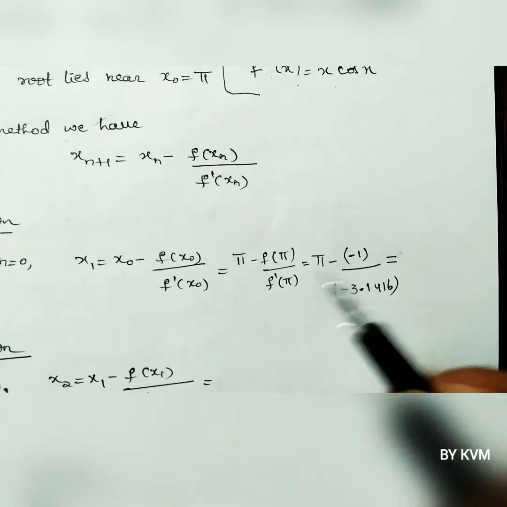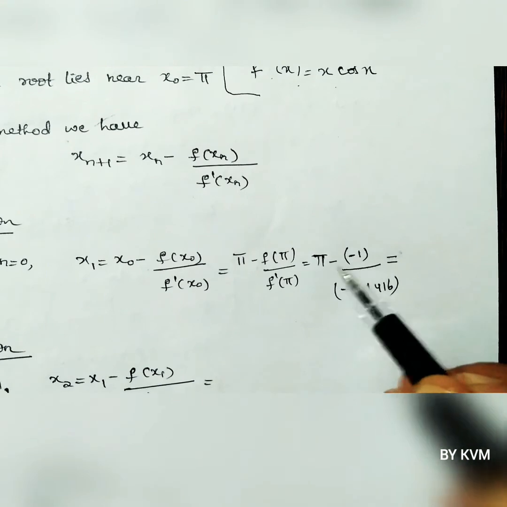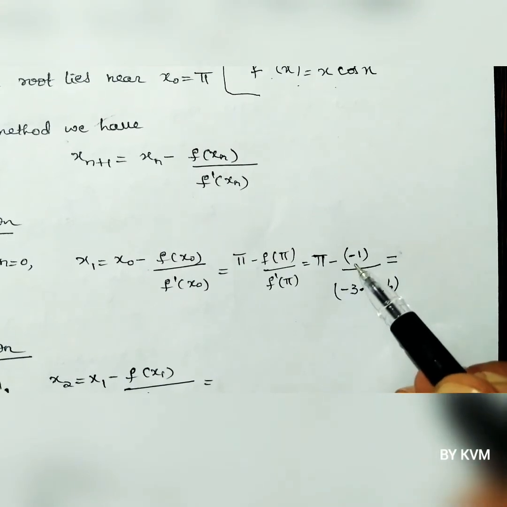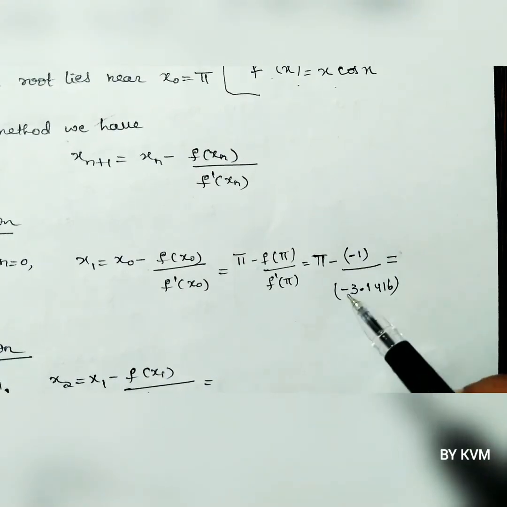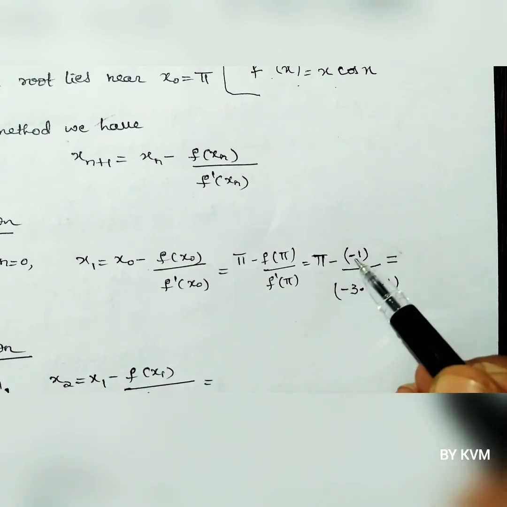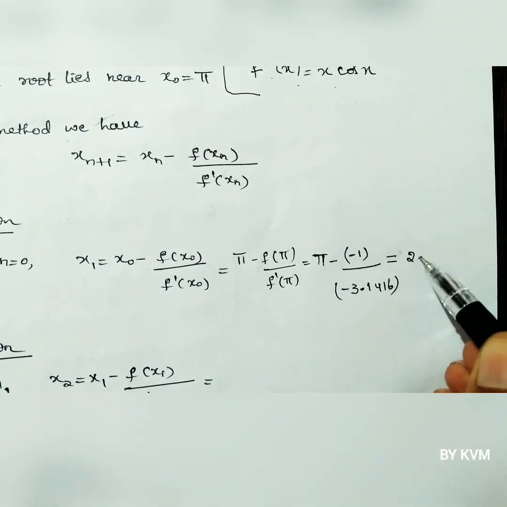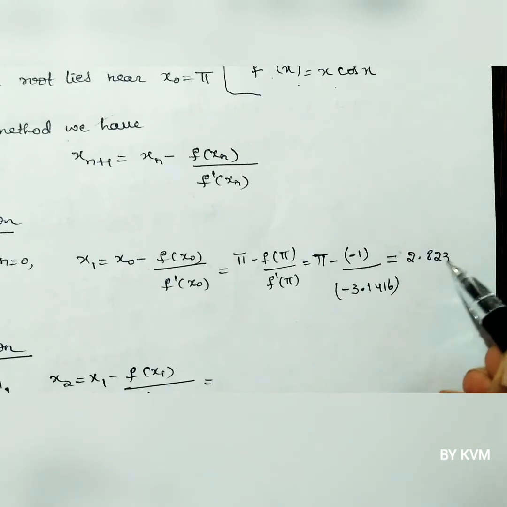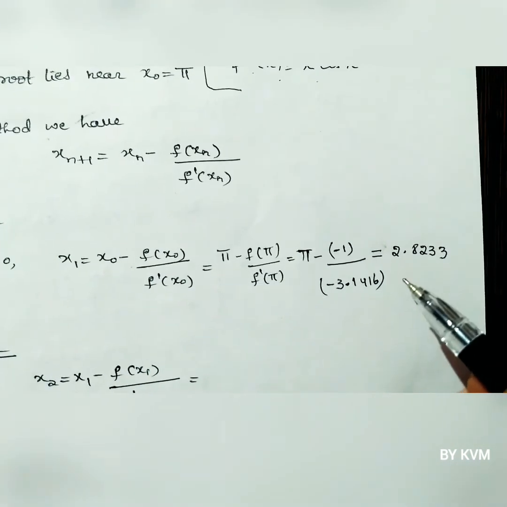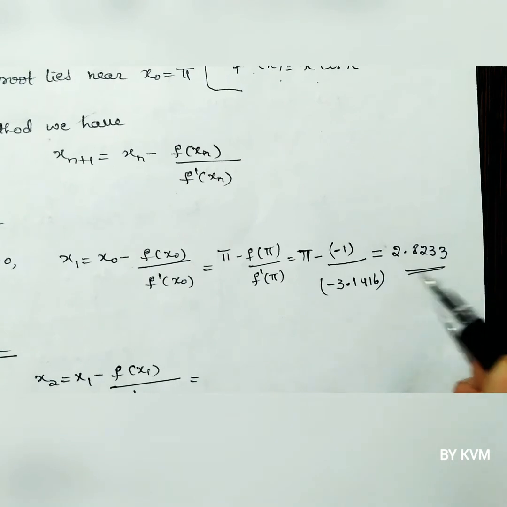So this is equal to pi minus of minus plus 1 divided by minus, so minus of minus plus by minus, that is we get minus. So after simplifying this by calci we get 2.8233. So this is the root in the first iteration.